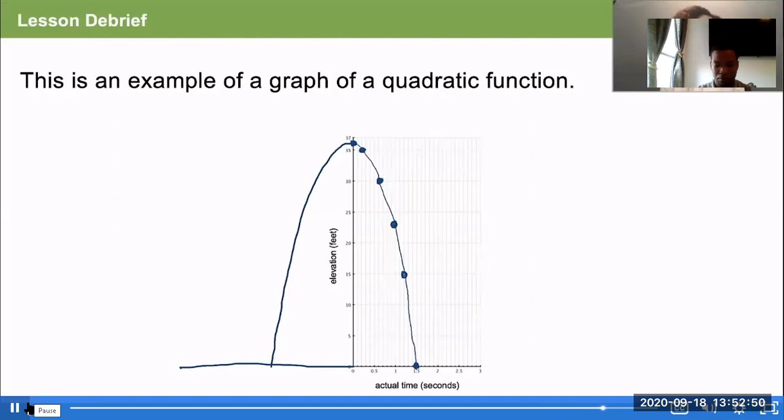When you were in 8th grade, you saw the graphical representation of area equals side squared. And that graphical representation looks similar to this graph here. Throughout this year, we will continue to study graphs of quadratic functions and their equations so that we can learn different ways to recognize and represent them.